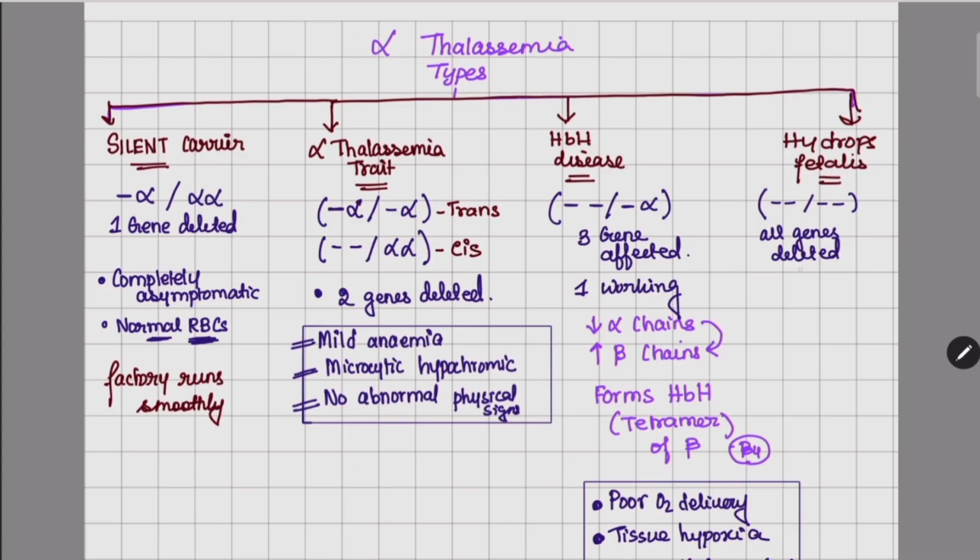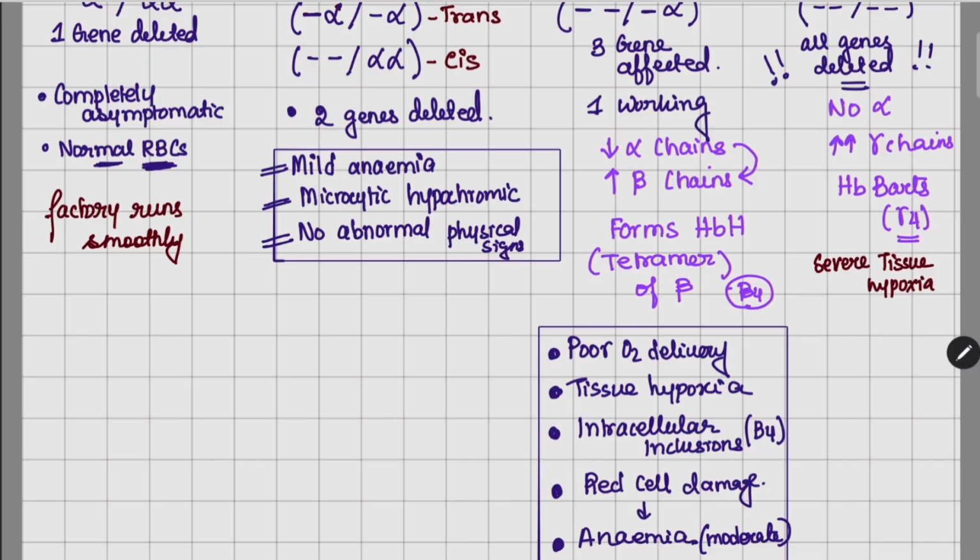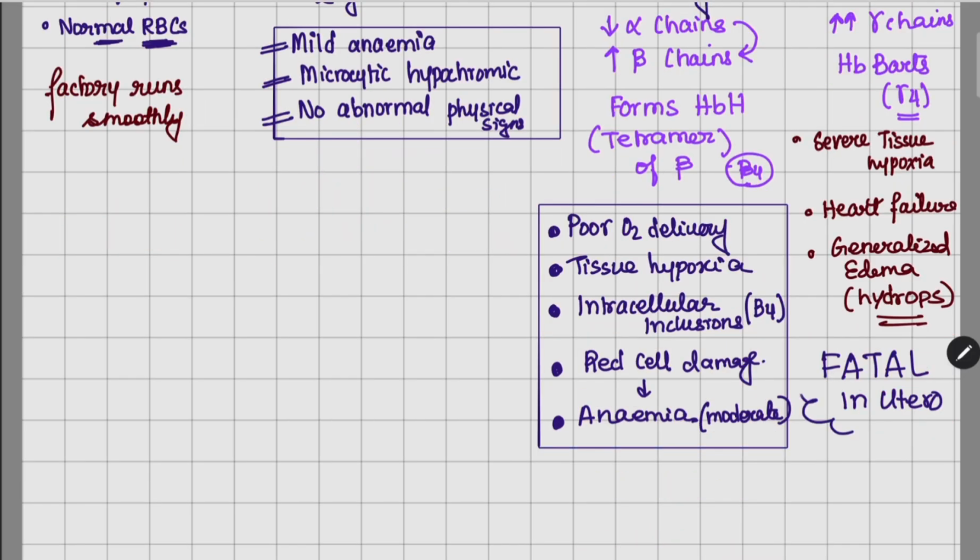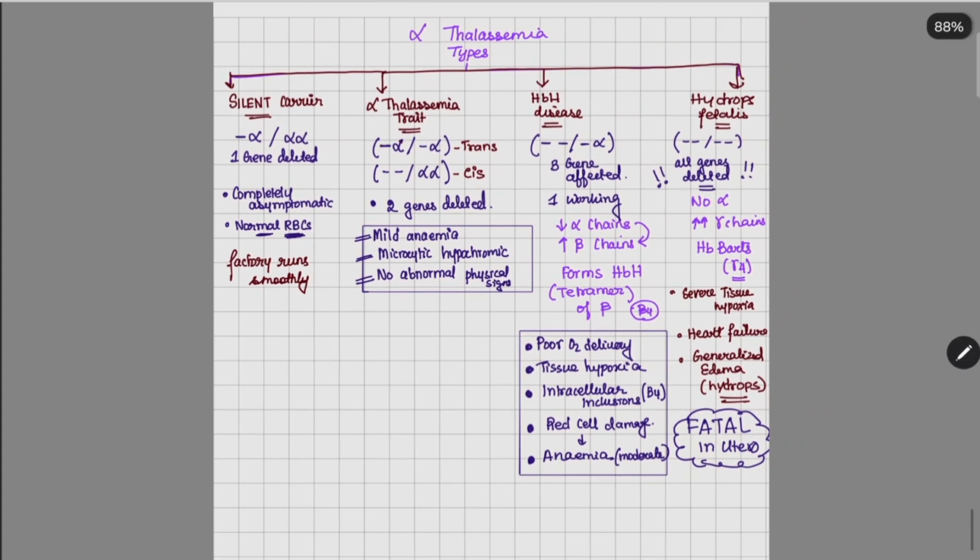The last one is hydrops fetalis, where all the alpha genes are deleted. So there is no alpha chain, and there will be an increase in the number of free gamma chains. These gamma chains will aggregate and form tetramers known as hemoglobin Barts. This will lead to severe tissue hypoxia, heart failure, and generalized edema, which is known as hydrops, and this disease is fatal for the fetus. Now let's look at a diagram from Robbins.